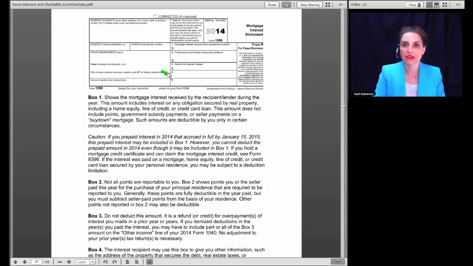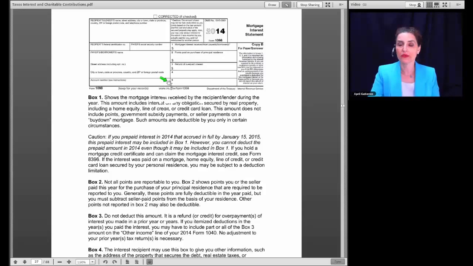Historically, it is the box used to report mortgage insurance premiums. But because the mortgage insurance premium deduction had expired at the end of 2013 and was not resurrected until the very end of 2014, IRS did not reconfigure box 4 to indicate that it was for mortgage insurance premiums because technically that deduction had expired. But for years prior to 2014, box 4 was used to report mortgage insurance premiums. And what I saw preparing 2014 returns is that the mortgage companies continued to report mortgage insurance premiums in box 4.